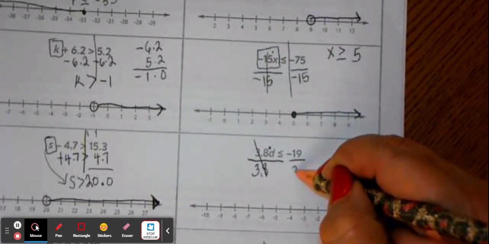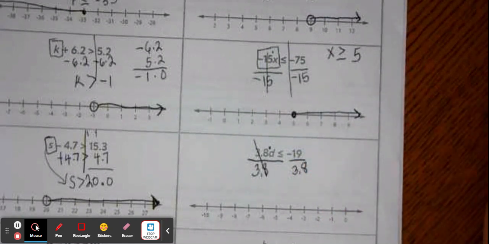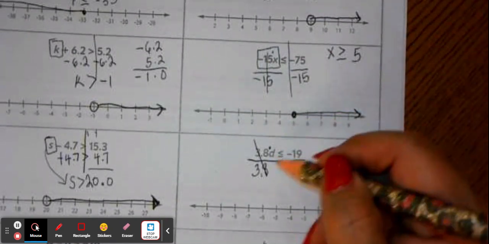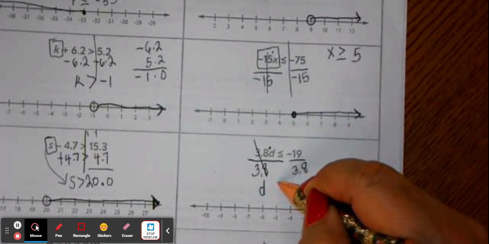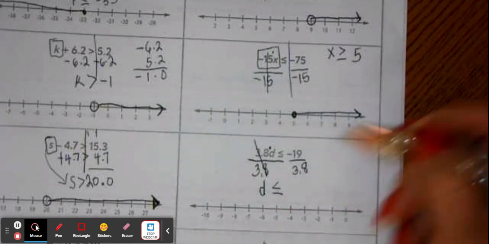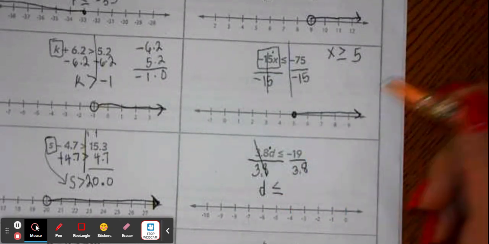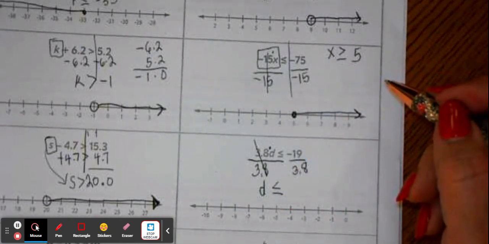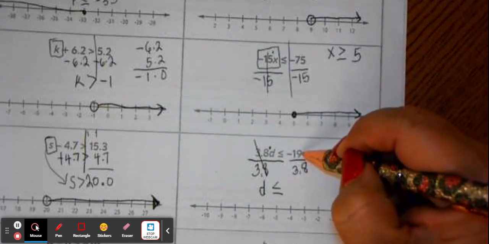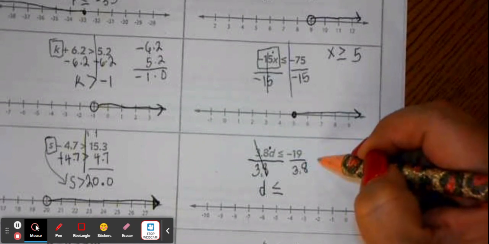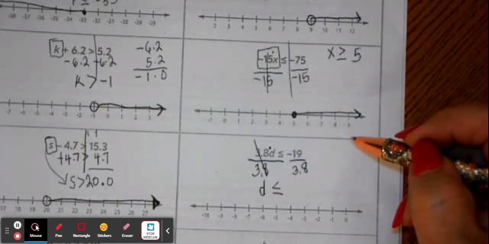Then I'm going to bring that over across there. Bring down my D. And this is going to be less than or equal to. All right, so now what are we going to do here? I'm going to end up dividing that out. So 19 divided by 3 and 8/10, right?